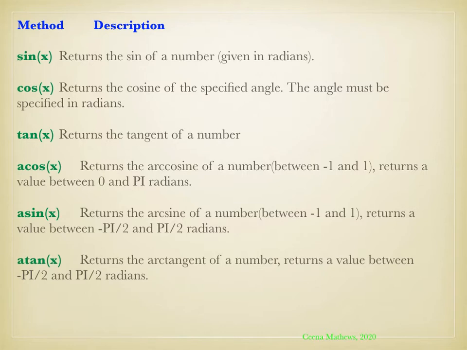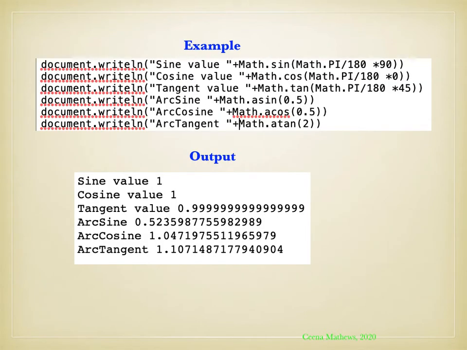Next one is atan of x. It returns the arc tangent of a number, and it returns a value between minus pi by 2 and pi by 2, which is similar to that of asin. You can see the examples for the same: sine, cosine, tangent, arc sine, arc cosine and arc tangent, and the corresponding outputs also you can see.